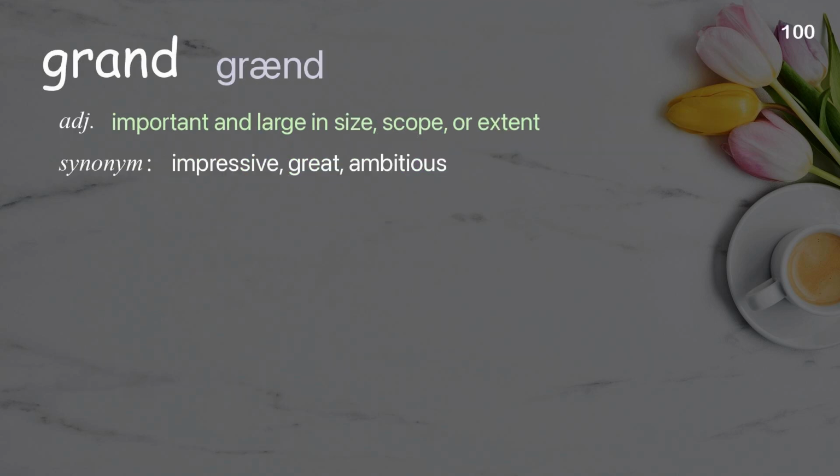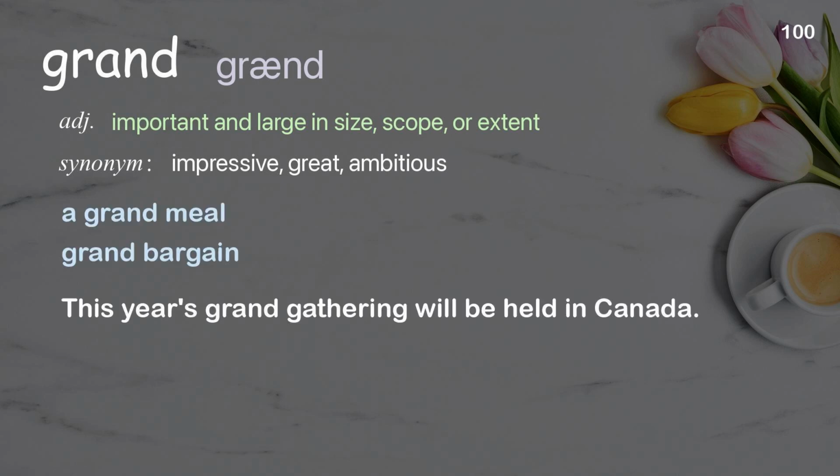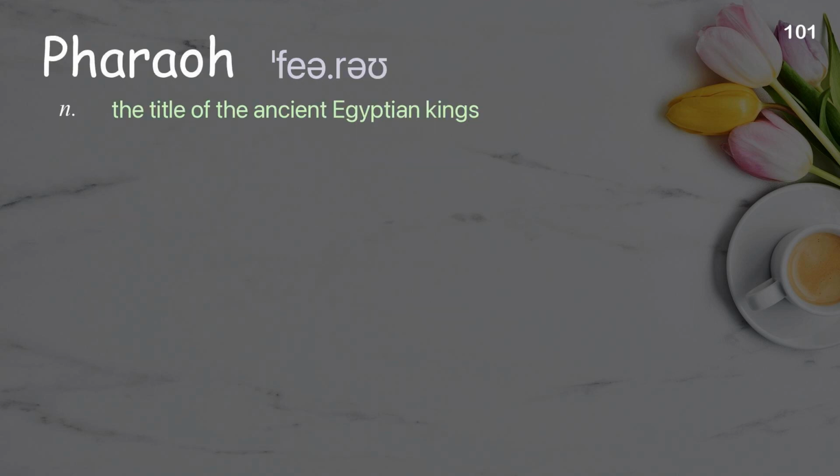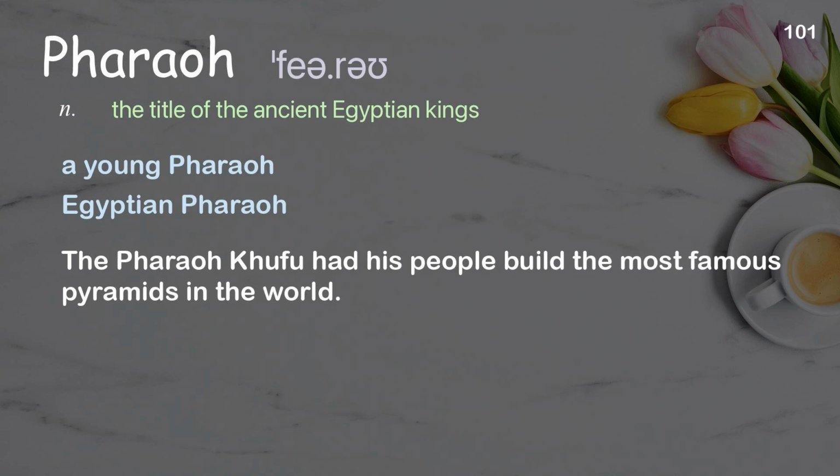Grand: Important and large in size, scope, or extent. Examples: A grand meal. Grand this year. Pharaoh: The title of the ancient Egyptian kings. Examples: A young pharaoh. Egyptian pharaoh. The pharaoh Khufu had his people build the most famous pyramids in the world.